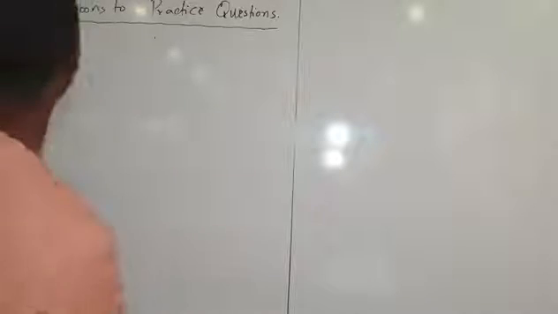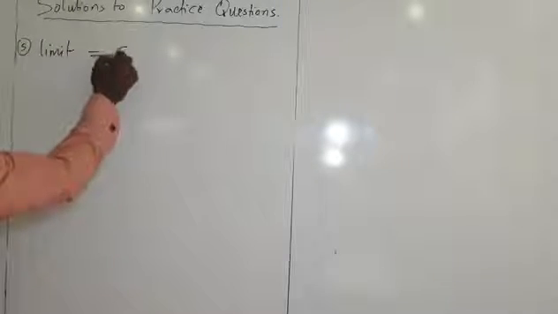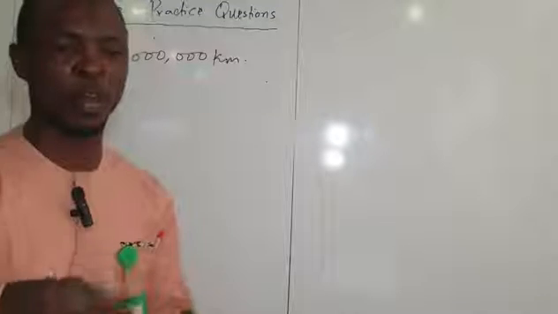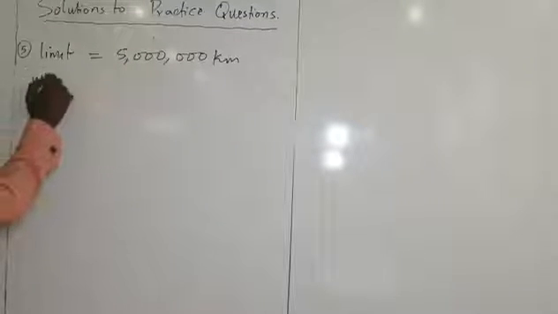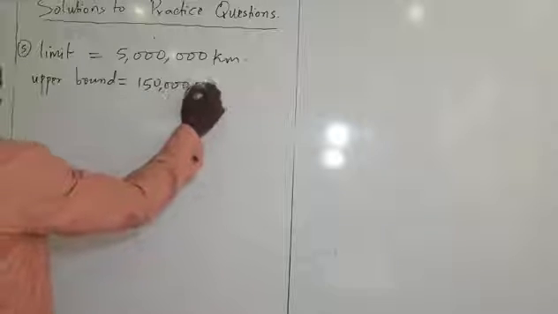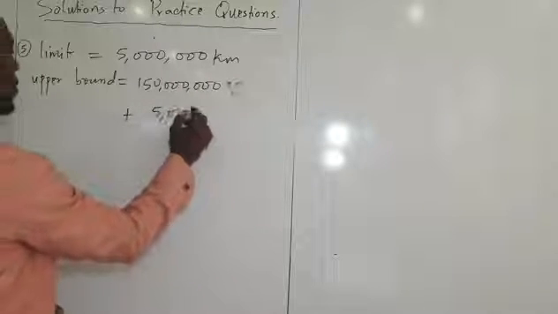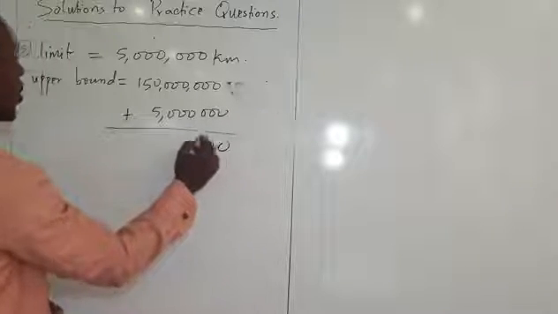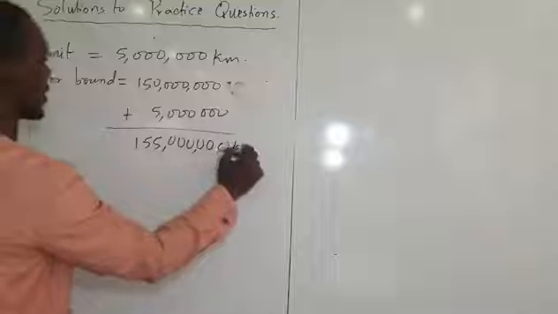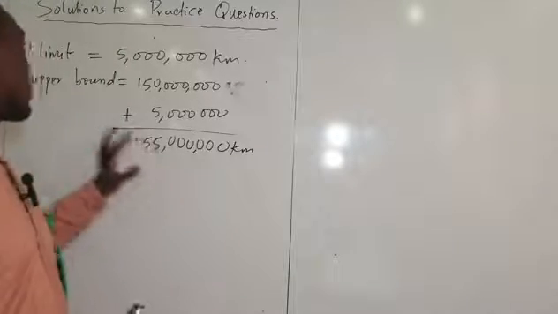So we are going to use the limit from question 4. And what's the limit then? The limit is 5 million kilometers. And since we are looking for the upper bound, which is the upper limit, the upper bound will now be equal to 150 million plus 5 million kilometers. So it's 0, 0, 0, 0, 0, 0, then 5, 5, 1. So the answer is 155 million kilometers. That is option B. So that is that for question 5.